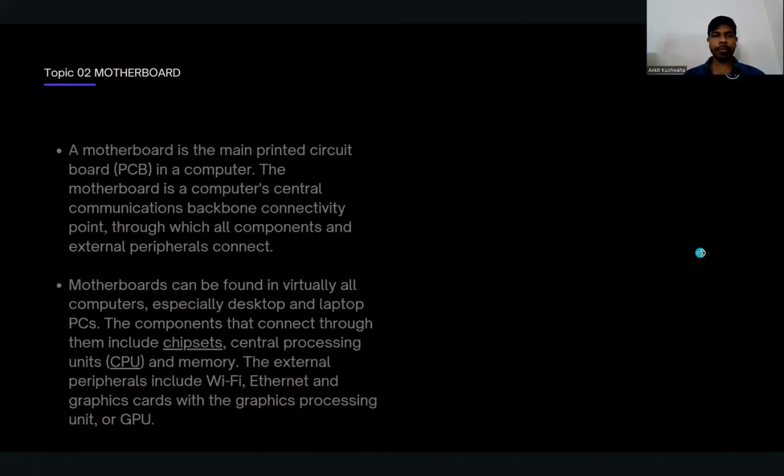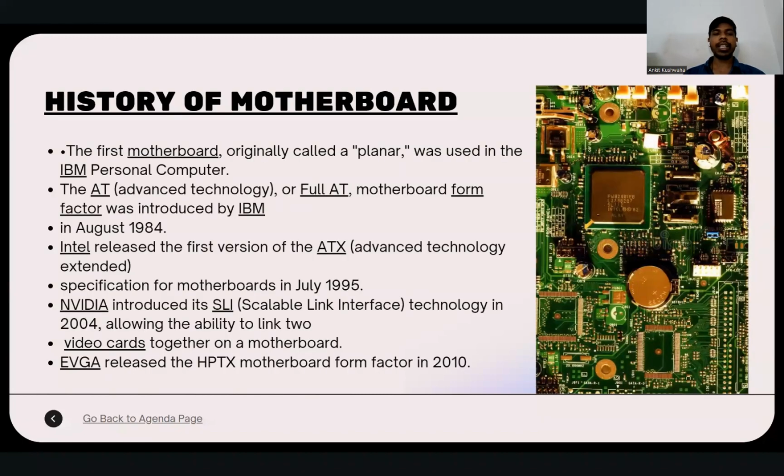And after that, we have the history of the motherboard. The first motherboard, originally called a planar, was used in the IBM personal computer. The AT, Advanced Technology, full AT motherboard form factor was introduced by IBM in August 1984. NVIDIA introduced its SLI, Scalable Link Interface technology, in 2004, with the ability to link two video cards together on a motherboard. IBM released the BTX motherboard form factor in 2010.